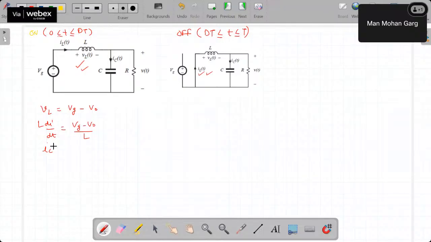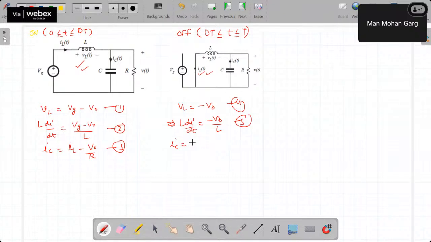So this is one equation, two equation, three equation. If I write the same equations for this off period, VL is in this case minus V naught, and L di by dt is minus V naught upon L. This is equation 4, equation 5, and the third equation, IC is IL minus V naught upon R, equation 6. So once we have written this, now we write these waveforms.